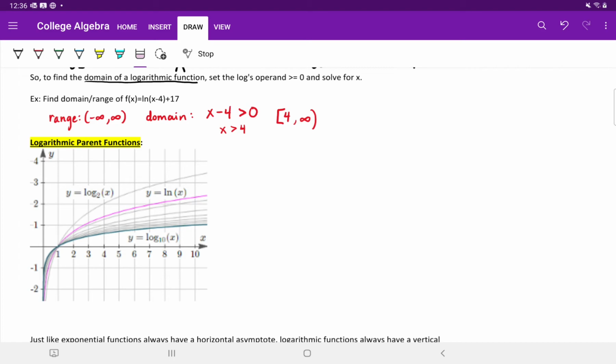Well, this pattern kind of looks familiar. Notice how each one of these goes through the point 1, 0. Do you remember what exponential functions went through? They went through the point 0, 1. So that is expected with inverses. We should see similar patterns reflected across a diagonal line. Kind of goes this way up through our graph.